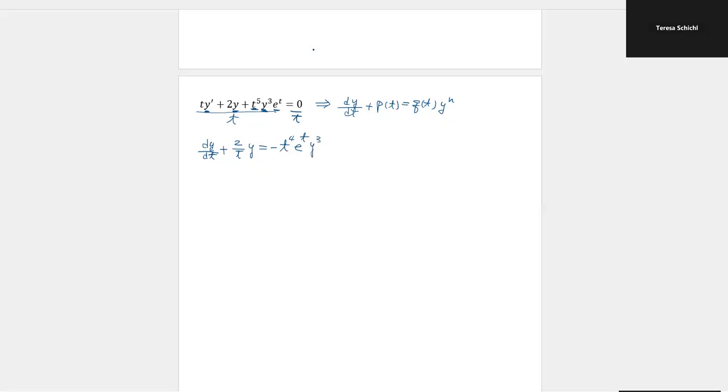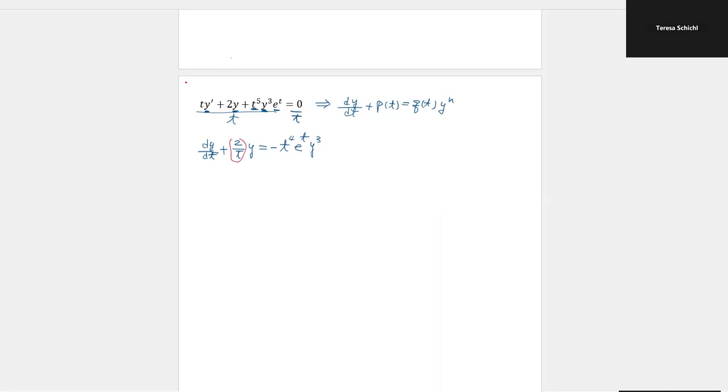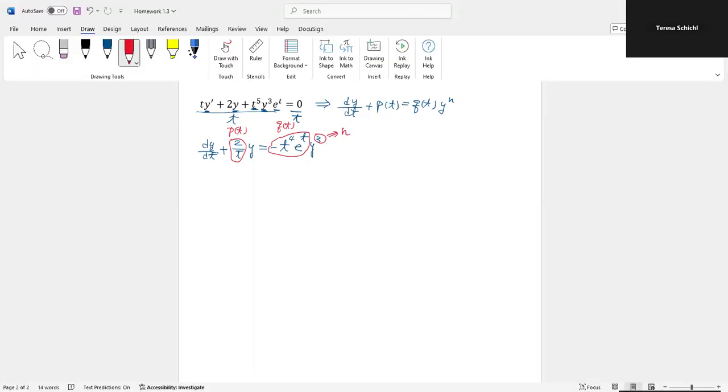So as you can see, this matches the Bernoulli equation quite well. Let's observe it. This one here is my p(t), and this one here is my q(t). And my n here is 3. All right, so that's good.